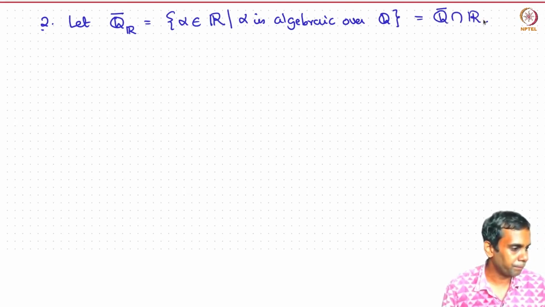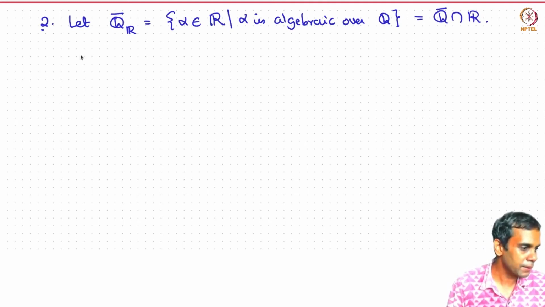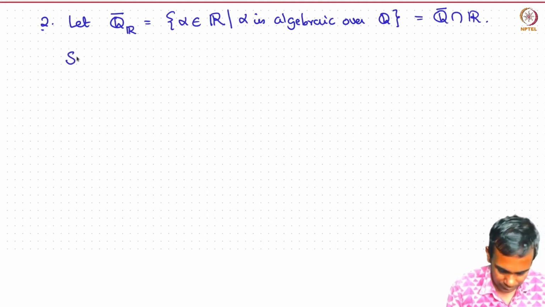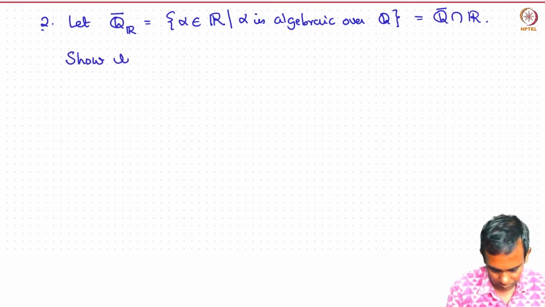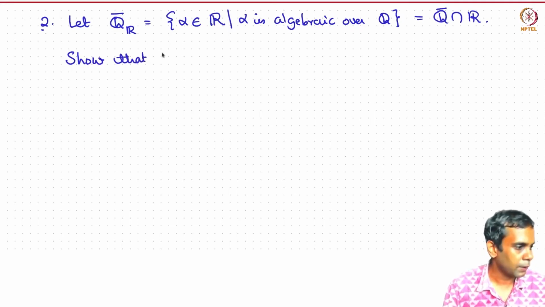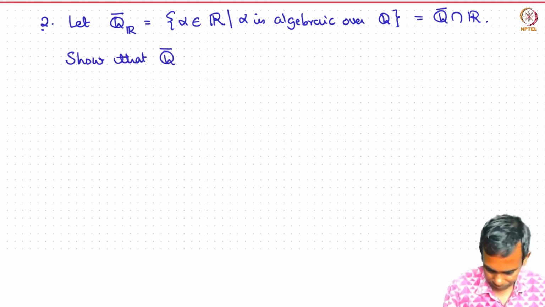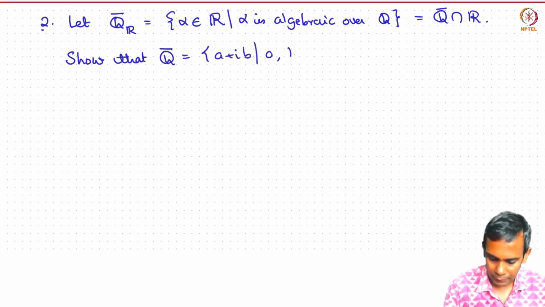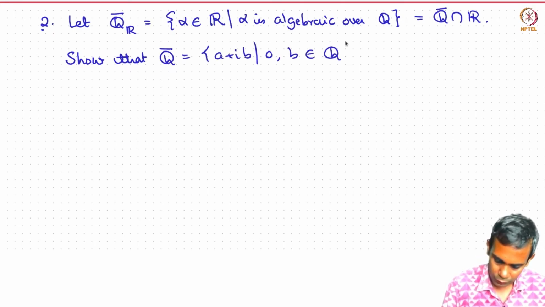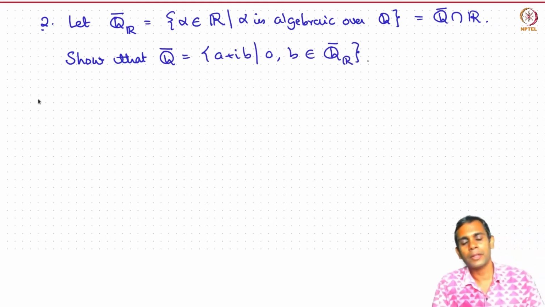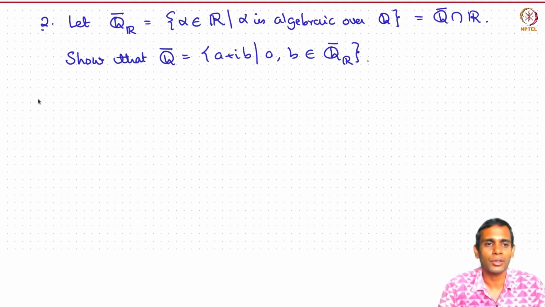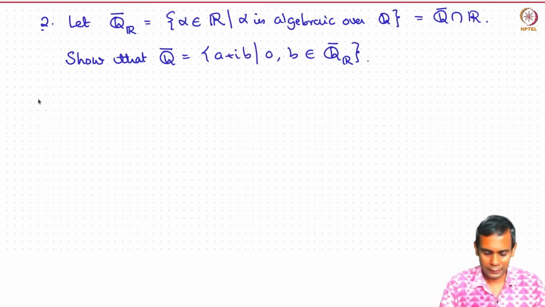And the problem is to show that Q bar is equal to the set of A plus iB, where A and B belong to Q bar R. Now you can pause the video and try to solve this yourself. If you can't, then I'll solve it for you.